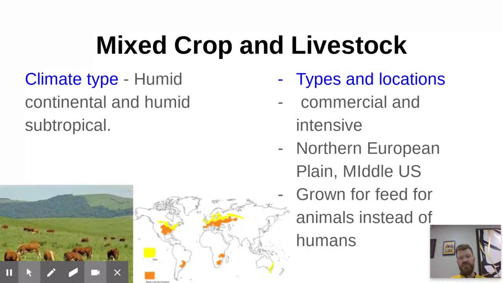Types and locations. It's commercial agriculture usually, and it's intensive. It's not always done on an enormous amount of land. It happens on the northern European plain, so that's like France, parts of Great Britain, and Germany, right? And that's where those farmlands are. So grown for feed, again, grown to feed the animals, and then that is another part of their production. So they make money on the animals as well as making money on the farm, on the crop itself.